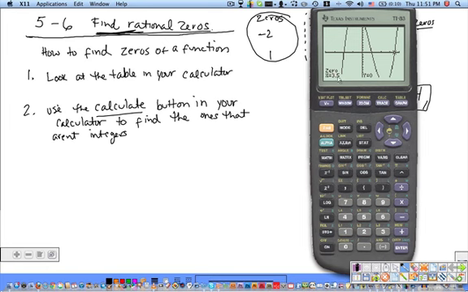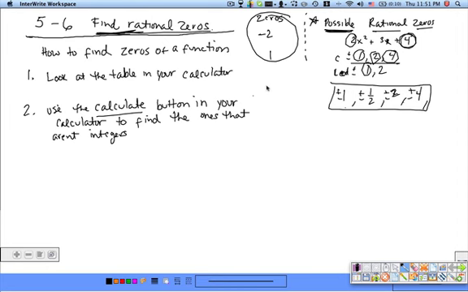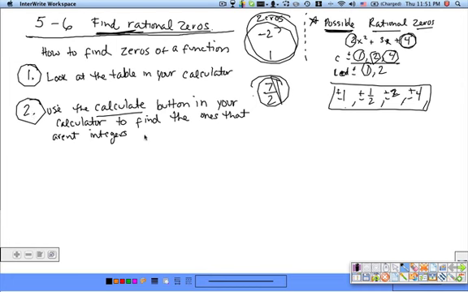The 0 occurs at 3.5. Now you always change your zeros to fractions if you can. So 3.5 is the same as 7/2. You can type that in your calculator if you want. Okay, so 1, 2, 3 zeros, and the degree was 3 as well. So we're done. We found all the zeros just based on number 1, looking at the table, and then based on number 2, using the calculate button. But I'm going to give you some ones today where you can't just use these two methods right here.